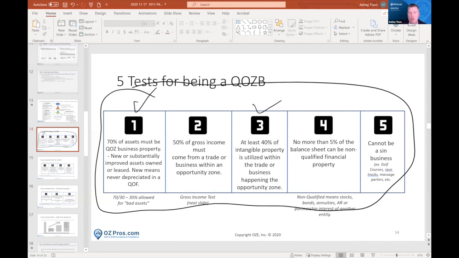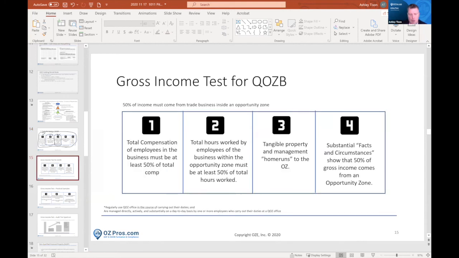He's got to make sure that he's not licensing it out exclusively, right? And usually in a software business, you hit this test, but that would be another one to pay attention to, the 40% intangible property test. But the big one is going to be this 50% gross income. And that is determined by effectively 4 tests: that 50% of your comp must be paid inside of the zone, or 50% of the hours worked have to be inside of the zone.